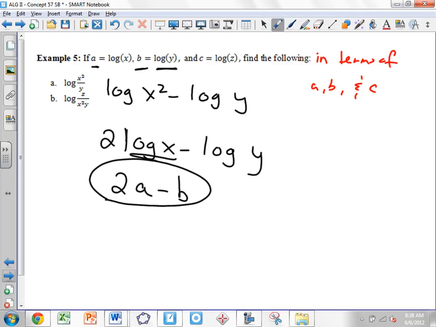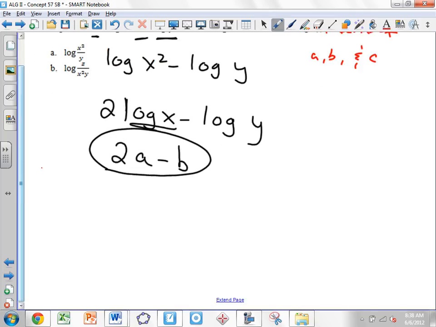Another good SAT type problem where you'll have multiple choice, and the answers will be like 2A minus B, 2 log A minus log B, maybe A squared minus B, because they forget to bring the square up front. So this is a good multiple choice kind of problem. Okay? Let's do part B together now.